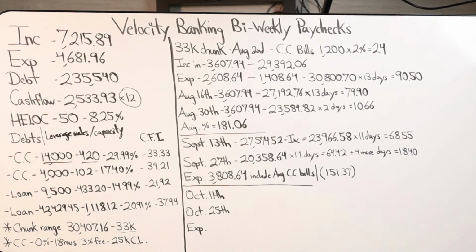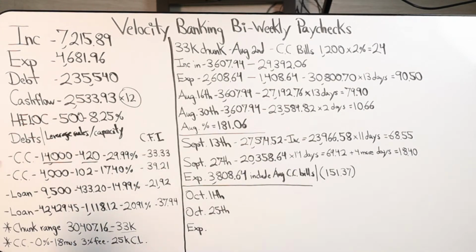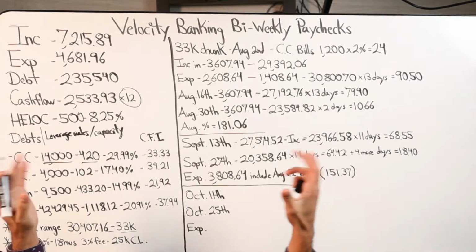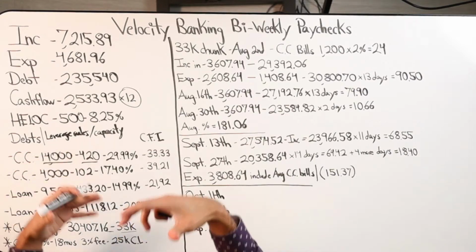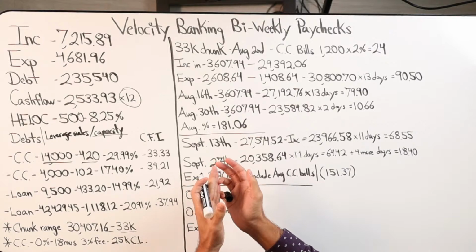We'll get into it. But now we have our chunk range, anywhere from 30,407.16 to as high as 33,000. Look how picture perfect that is. Now, if this person had a $500,000 home equity line of credit, the gap just widened massively. And this is where we need to display some responsibility, and this is where leverage capacity would come into place.